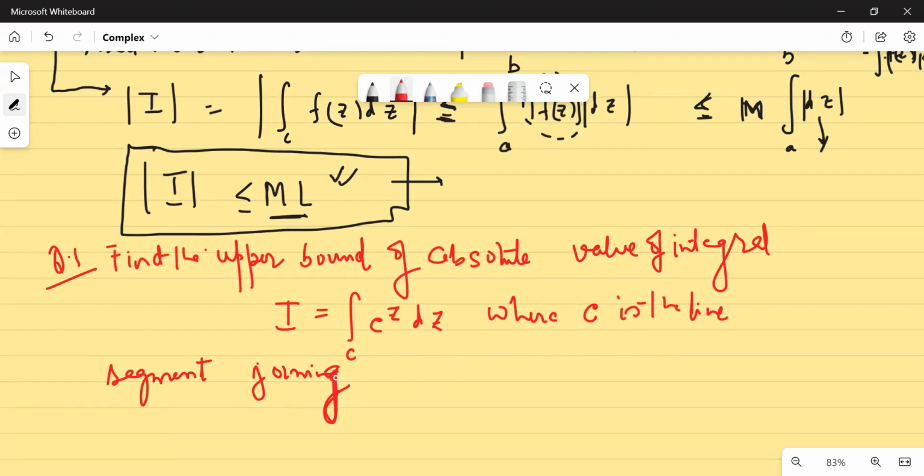Okay, so find the upper bound of the absolute value of integral I is equal to integral e^z dz over contour C, where C is the line segment joining the points given (0, 0) and (1, 2√2).